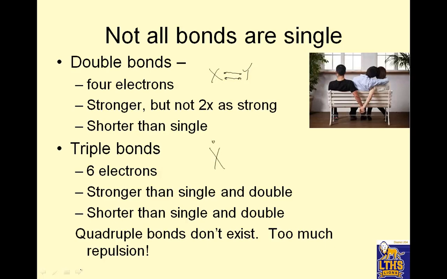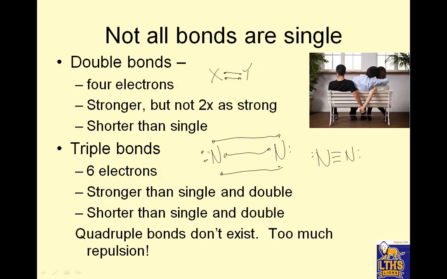Triple bonds have 6 electrons. So if I had something like this, nitrogen actually does this. N2 is a good example of this. Connect the dots. And then you'd want to rewrite this so it looks a little better. Triple bond, 6 electrons, notice, 2, 4, 6. Stronger than single and double, shorter than single and double.